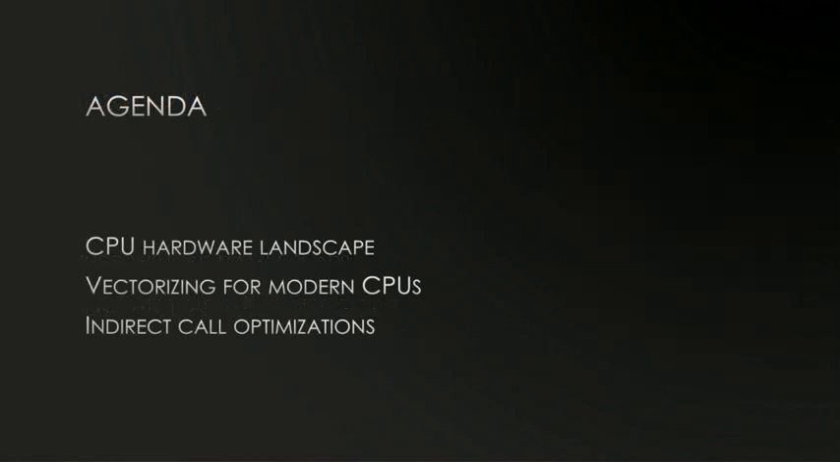So I want to talk initially about what modern processors actually are and how we can eke more performance out of it from the compiler's point of view. And then I want to give two optimizations that sort of take advantage of that kind of stuff. One's vectorizer and one's this indirect call optimization thing. So let's just get right into it.